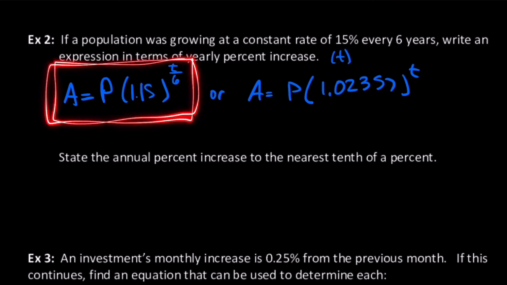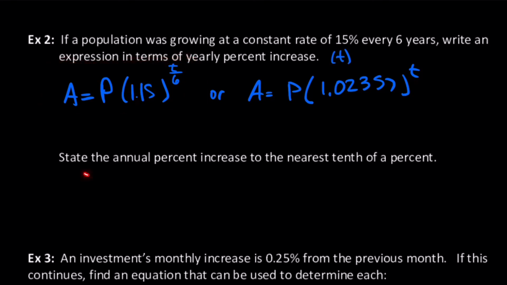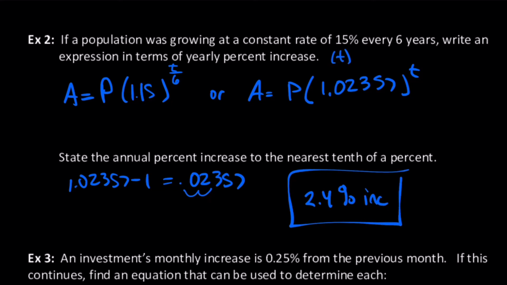Now, like I said, if you just have to write an expression, this is fine. Yeah, that's what it is for 1 year. But I know I have to state the annual percent increase, so I'm going to need this term anyway. So that's why I did it like that also. Annual percent increase. You're going to take this, subtract 1 from it. Okay, so 1.02357 minus 1 is obviously 0.02357. Convert that to a percent, move this over 2 places, and round to nearest tenth. 2.4% increase. That's what it is every year, annual.